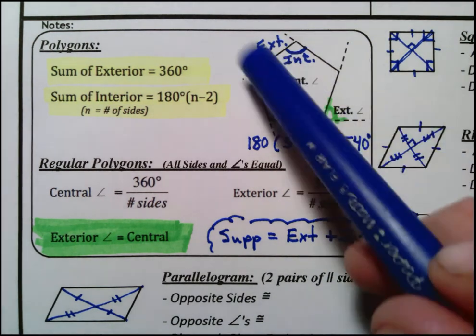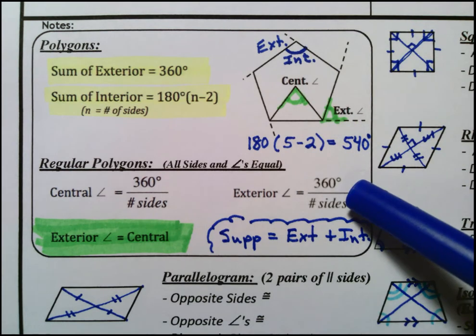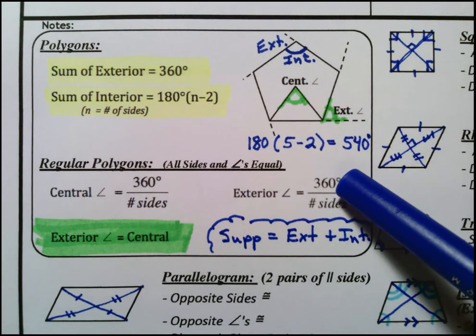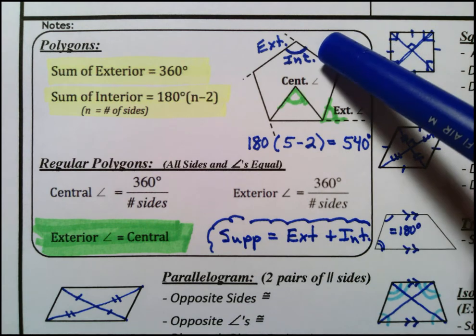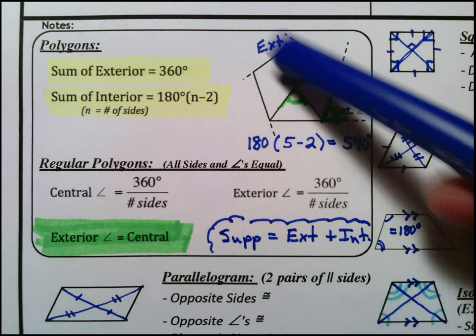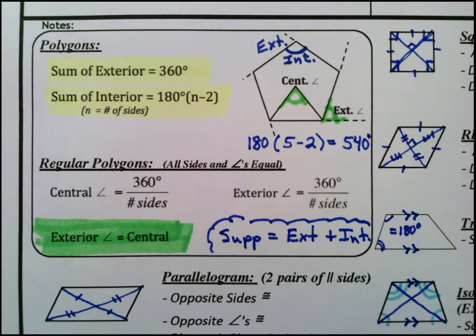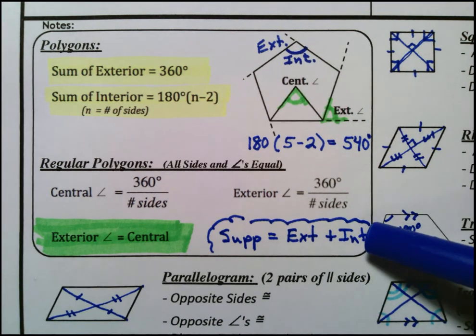If I took 540 degrees and divided by 5, each of these would individually be 108 degrees. If I were to try to find the exterior angle, I could take the number of sides that I have here, which is 5, and divide it into 360. That answer would equal 72. But if you take the 72 and the 108 together, the exterior and the interior together, you'd get the 180 degrees, and notice that they're always supplementary.